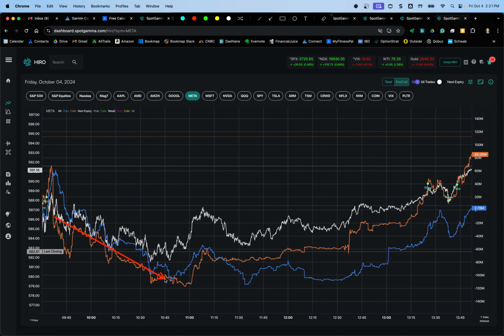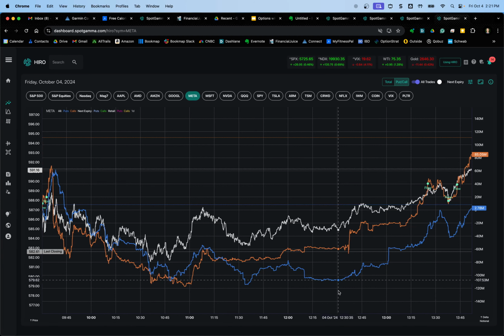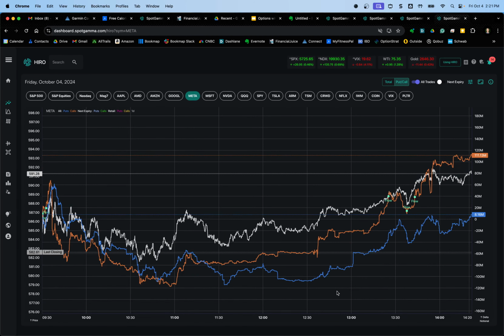Then right around 10:45, 11 o'clock, options traders take the foot off the gas. They shift from call sellers, put buyers to put sellers and call buyers. And price now is recovering. Back up, it looks like above the highs of the day. Yeah, definitely above the highs of the day. All right, so that's Meta.